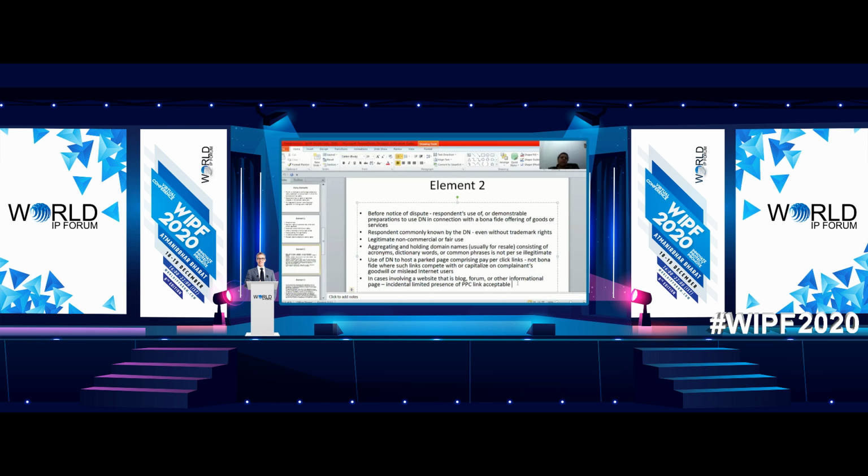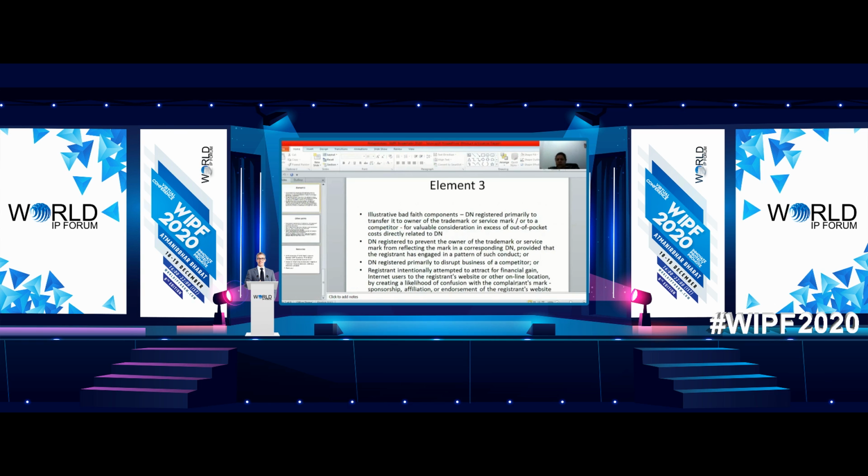We now move to the third element of the policy, which is the element of bad faith. Here again, the policy, the INDRP policy, as well as the uniform policy, do provide instances which can show what constitutes bad faith, but it's an illustrative list, it's not conclusive. One of the illustrations provided by the policy is that the domain name is primarily registered to transfer it to the owner of the trademark or a competitor of the complainant for a valuable consideration in excess of the out-of-pocket cost directly related to the domain name.